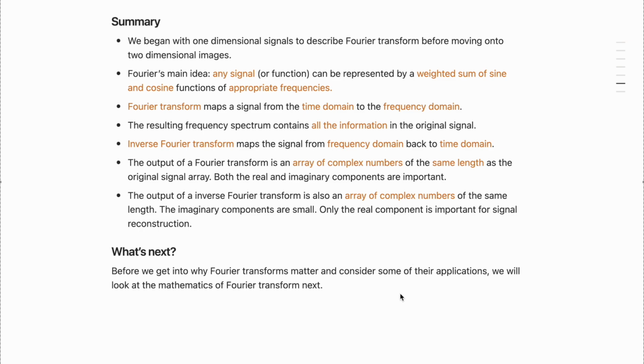So next we're going to talk about the mathematics of Fourier transform before we get into the applications of Fourier transform and why this is all important.